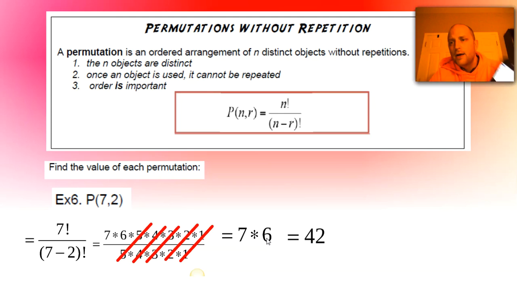Now, if you have a TI-83, you have to press 7 first, then go to the math menu to PROB to number 2. Press that, and then press 2, and then press enter, and you should get the number 42. So again, if you have TI-83, press 7 first, then go to your permutation, then 2, and then enter, and it should give you 42.